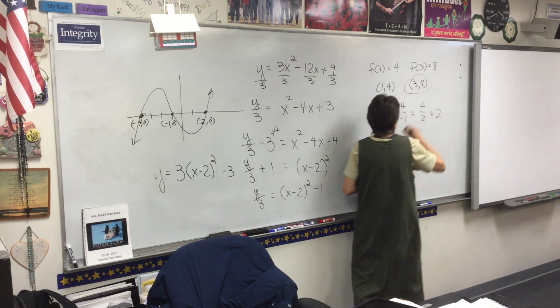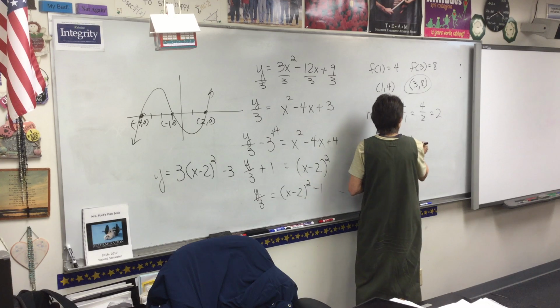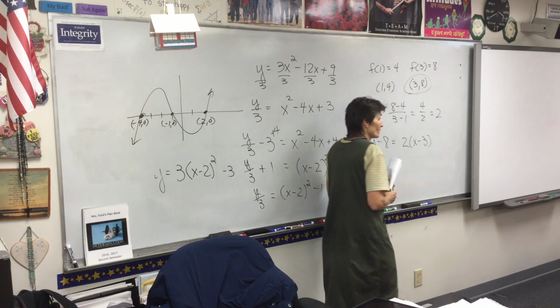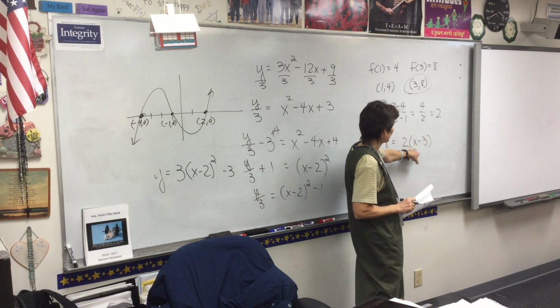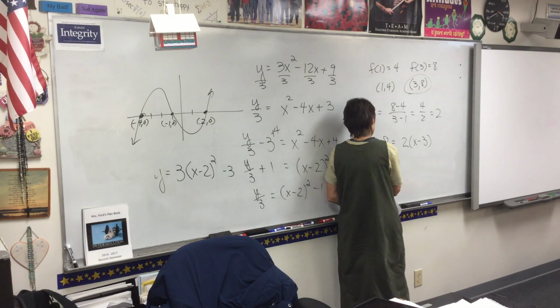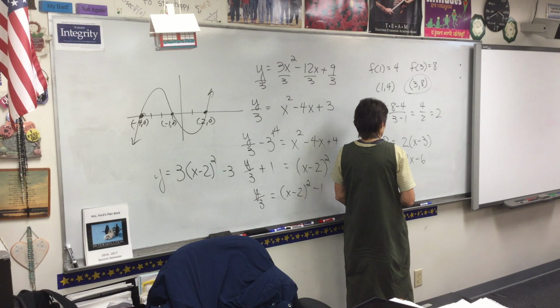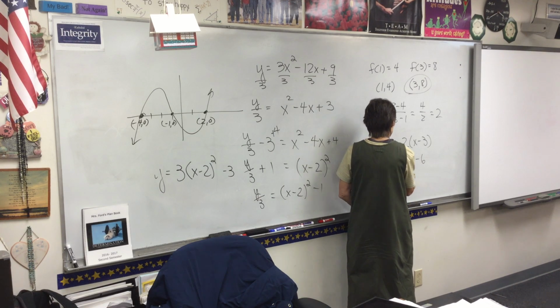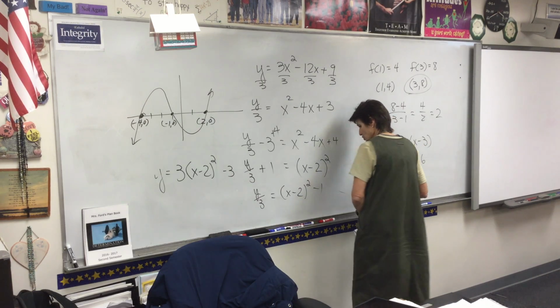I'll do this one because I always do the first one. So y minus 8 equals 2 times x minus 3. So it's y minus the y coordinate equals slope times x minus the x coordinate. Then do your distributive property, plus 8, and get y by itself. And Sam is right. There it is. That's your line.